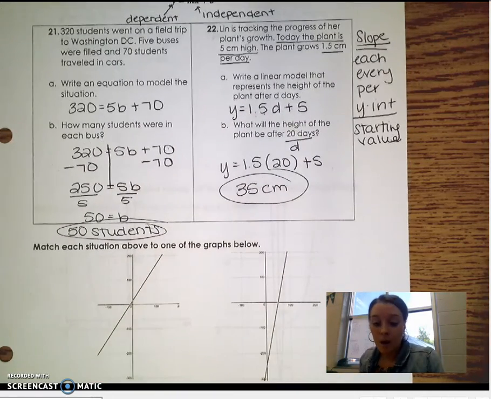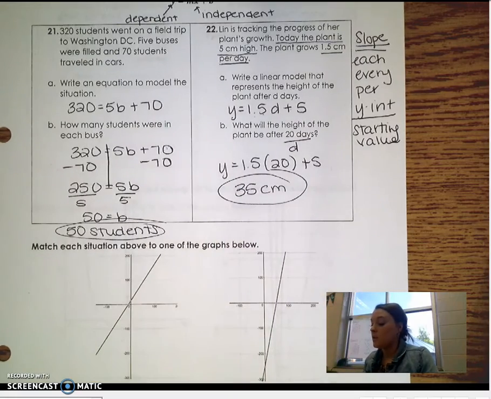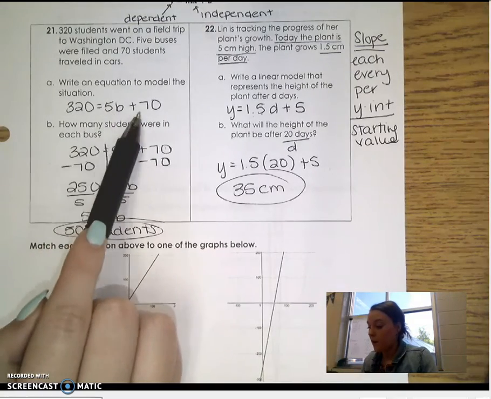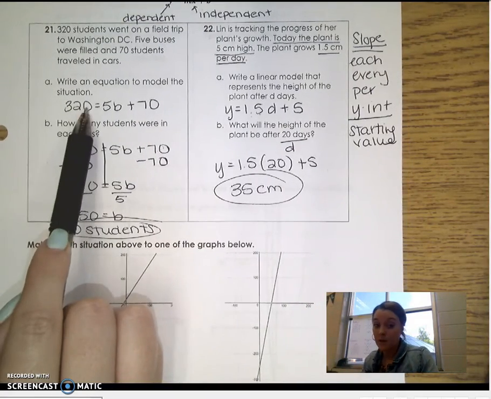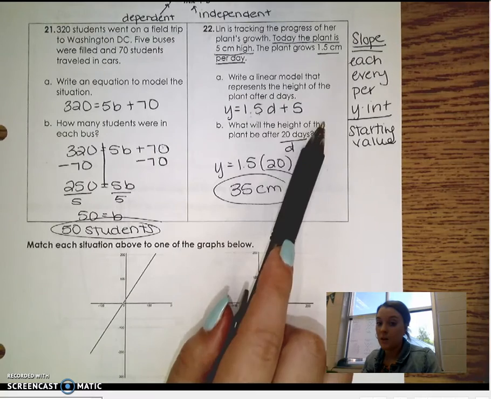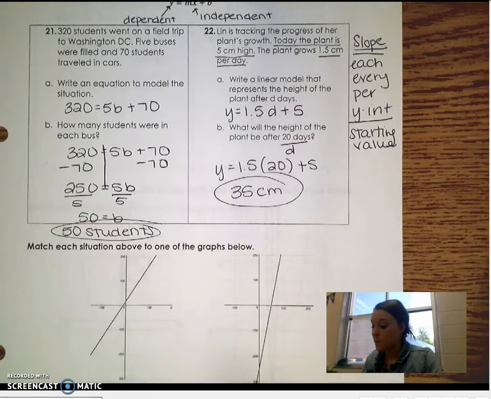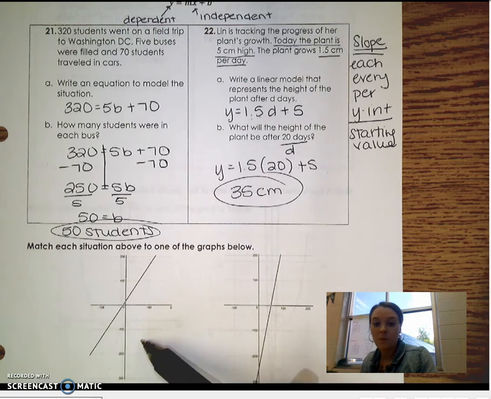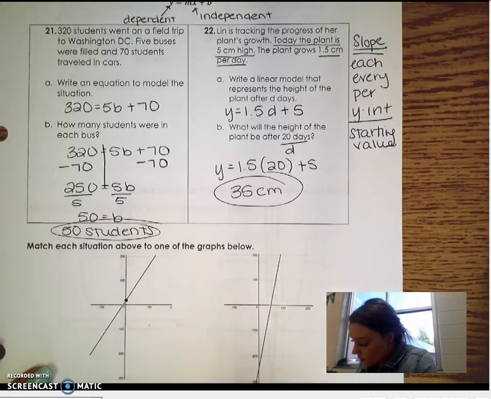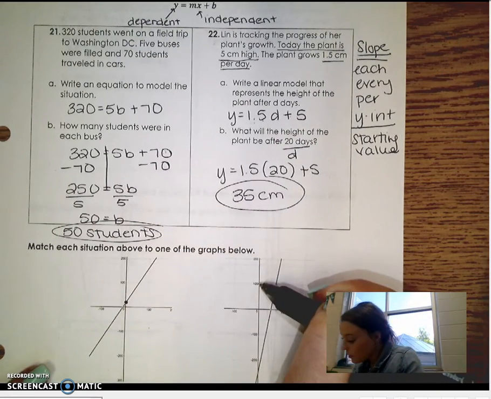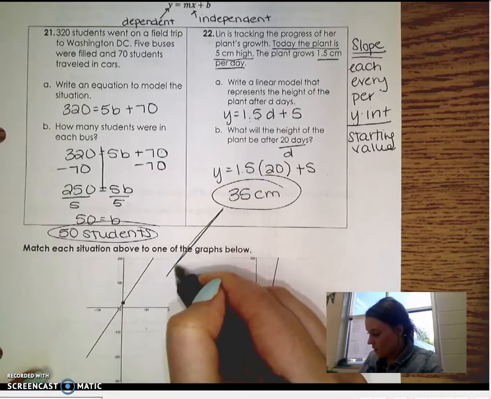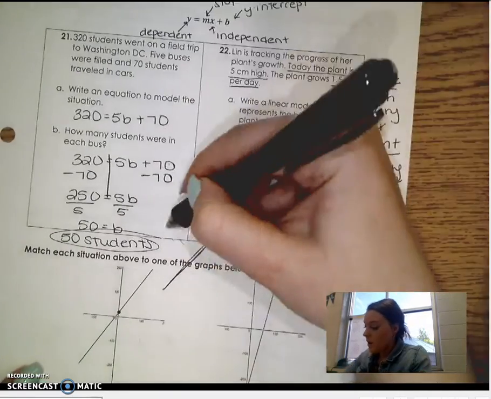The second part of this paper asks us to match each one of these equations to one of the graphs. So we have our first equation, y equals 5b plus, well actually, we have to get this equal to 0, or y. And this one is already given to us, 1.5d plus 5. Our y-intercept is 5, so I'd be looking for one that has a y-intercept of 5 and a slope of 1.5. And that looks like this. Because our y-intercept is 5, and this is going all the way up to 100, you could see that these two go together, and then these two go together.